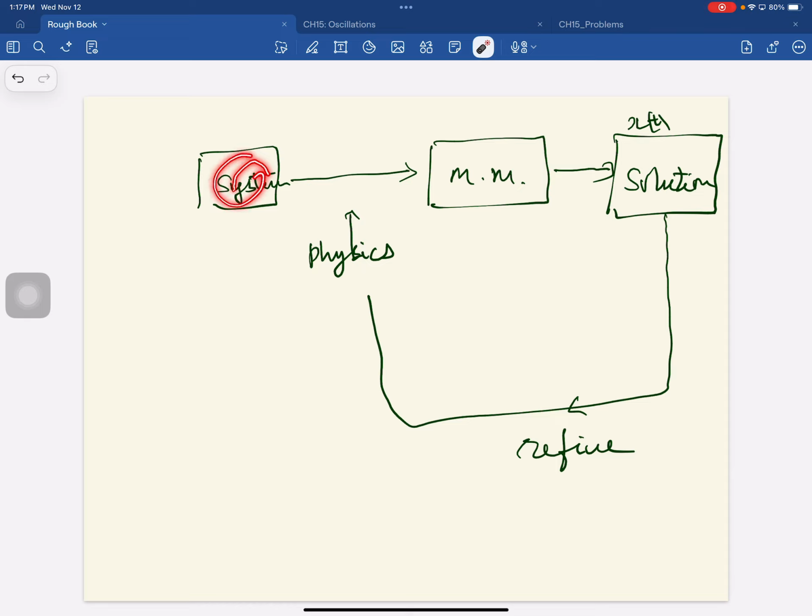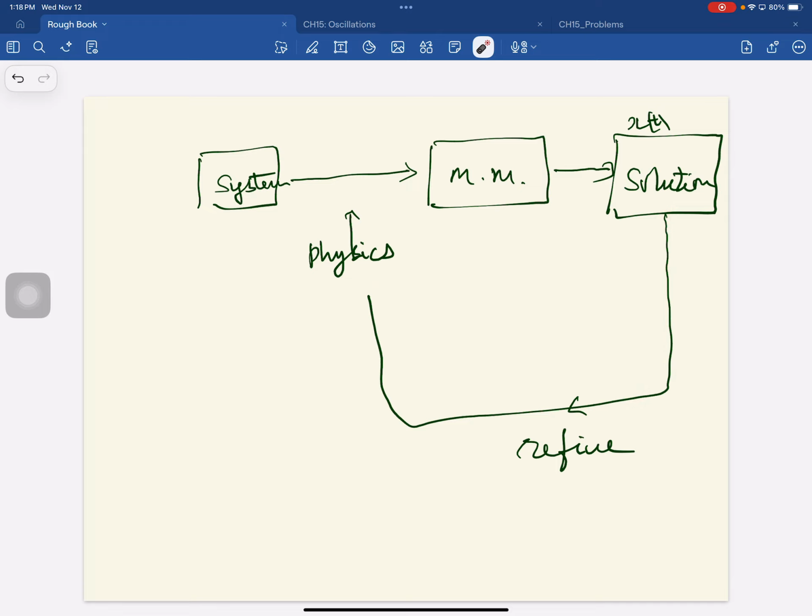We had our system. We sprinkled a little physics in it. We came up with a mathematical model. We came up with a solution. Then we'll see the solution we've come up with is not good enough, so we'll learn to refine it. The solution we came up with will not be good when what is present? Friction is present. So in the next iteration, we'll learn to put in friction.